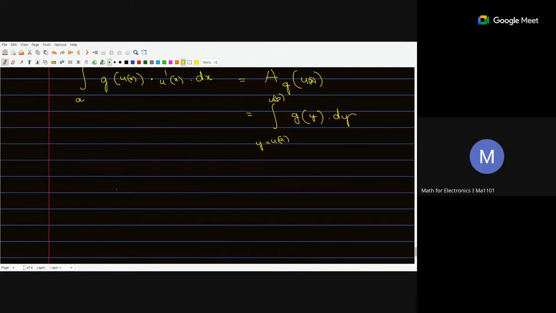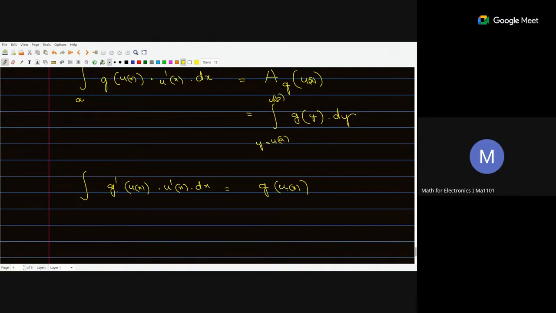What is the composition? See, this all comes from the composition rule. So you know the composition rule, right? So if you want to integrate some g prime of u of x times u prime of x dx, this will be g of u of x. Yes. Okay.